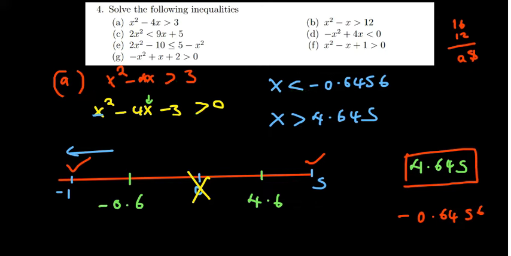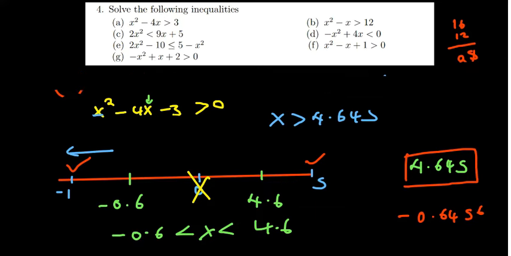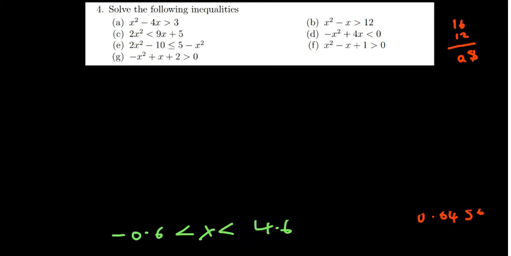If the middle part had agreed and the other two parts would have refused, our answer was going to be negative 0.6 is less than x, x is less than 4.6. That's how we present the solution in between. Okay. So we've answered an inequality where we are not able to factorize. I can now answer B.